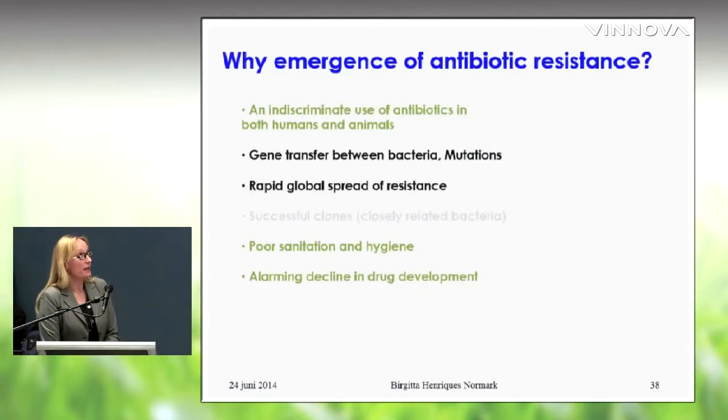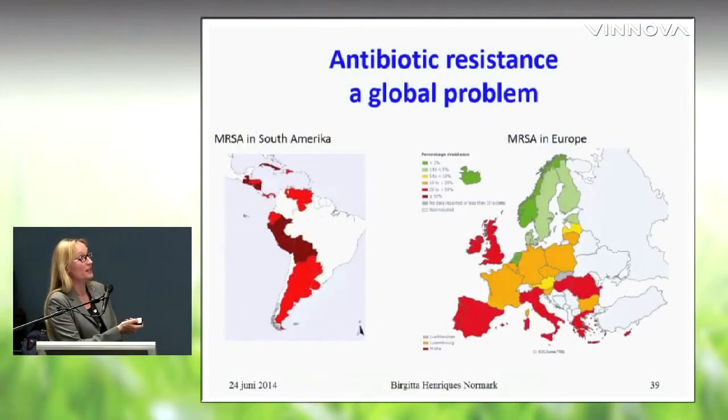The bacteria acquire these resistance genes by picking up DNA, other genes from other bacteria in the surrounding environment, or they get mutations giving specific resistance. And then when they are resistant, they can spread globally. You have seen already a few examples, and I will show you one more. This is for MRSA. As you can see here in Europe, we have a huge problem. Several of the MRSA causing severe infections are resistant, and in some countries more than 50% are resistant, as you can see here.